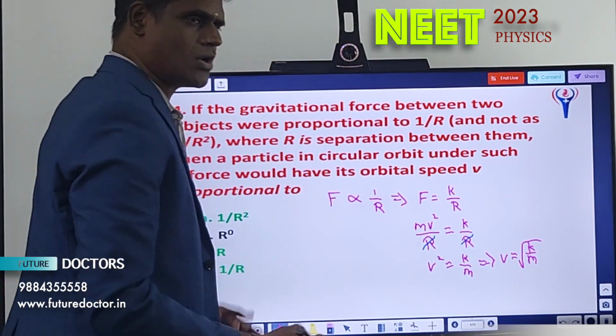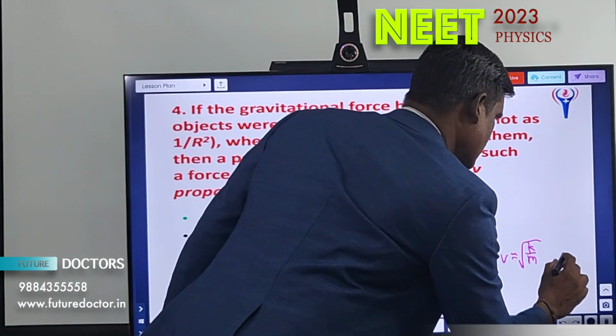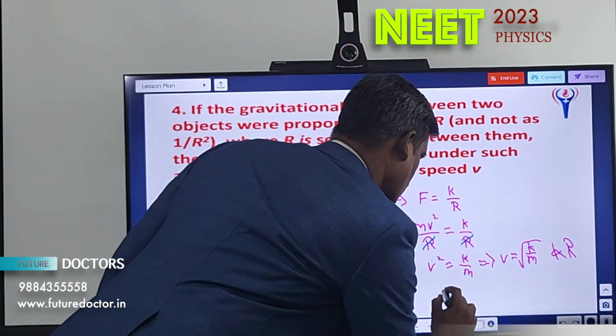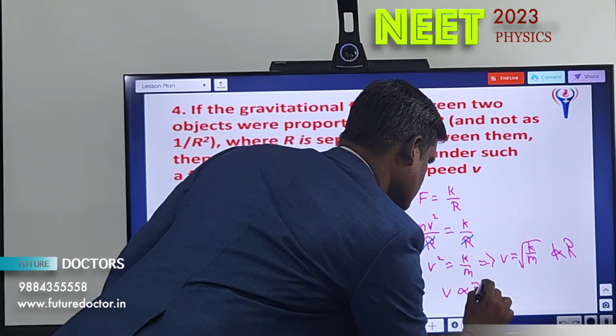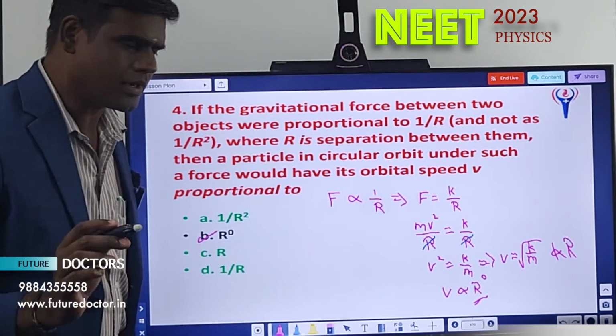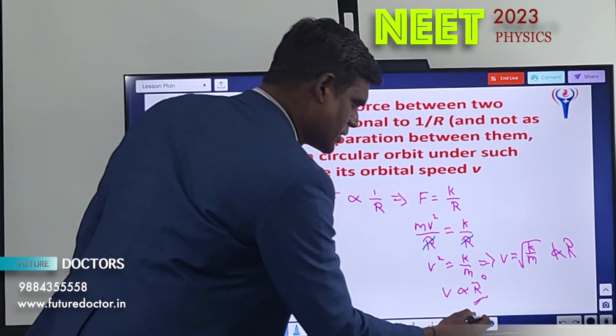Here r is not there. So it means v is independent of r. Independent of r means v is proportional to r power 0. That is option B. Option B is the correct answer. Let's move to question number 5.